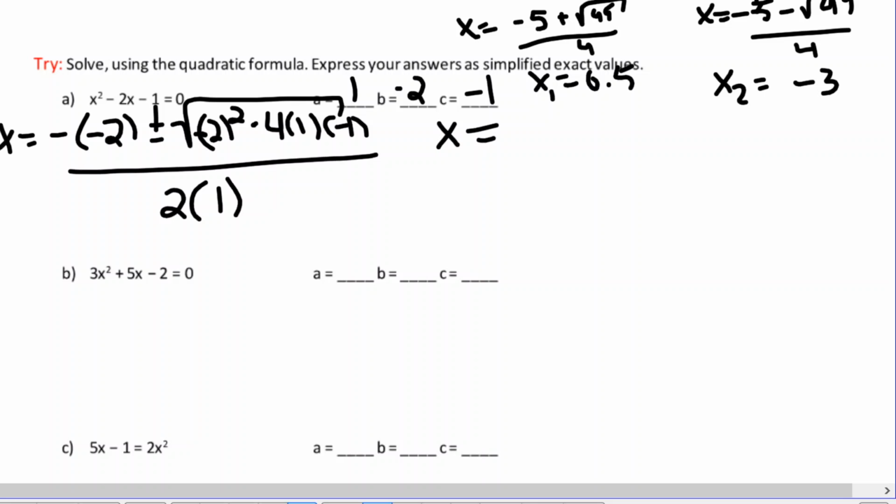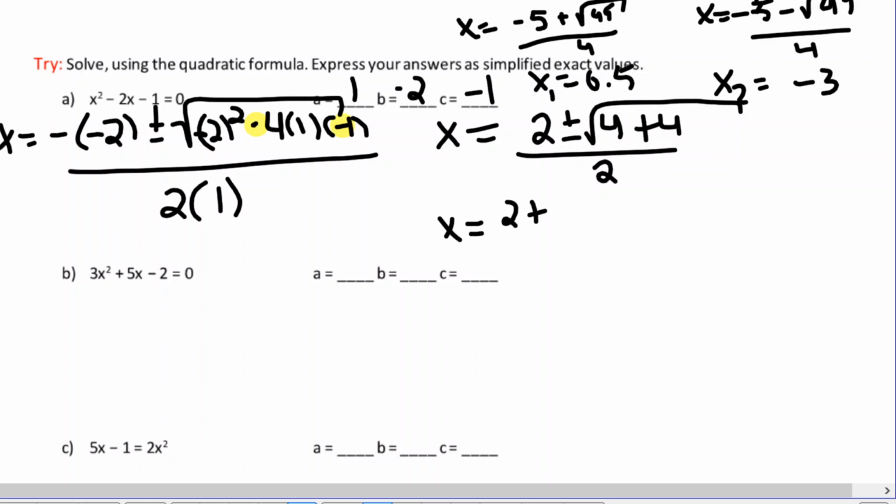So x equals, this is going to become a +2 out front, right, because I'm negating that -2. Plus or minus b squared, so -2 squared is +4, minus 4 times 1 times -1. This double negative here means that I'm actually adding, just a 4 here, because I had 4 times 1 times 1, all divided by 2. Simplifying this a bit, I get 2 plus or minus the square root of 8 over 2.